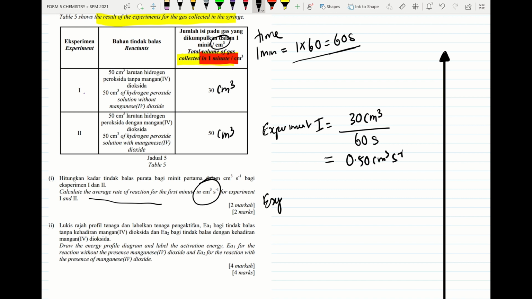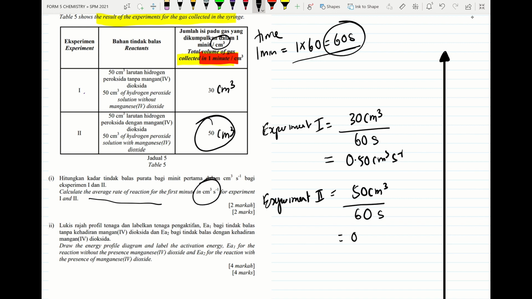And please do experiment 2 also. Experiment 2, the volume collected is 50 cm³ and the time will be 60 seconds. We need to find the answer: 50 divided by 60, so that will be 0.83 cm³ per second. Make sure of the decimal places for experiment 1 and also the second experiment.